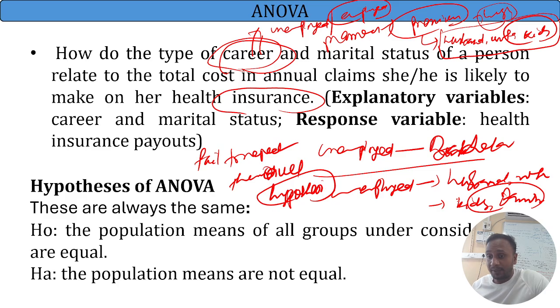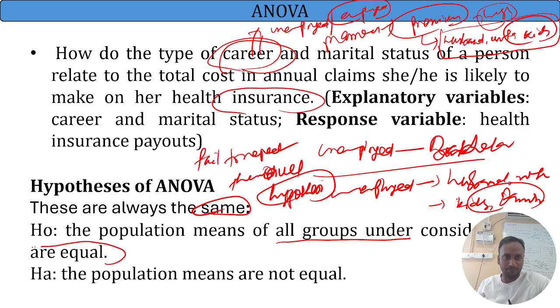Or what will happen? We will not be able to see any differences. It is something where we fail to reject the null hypothesis. So in that case, the hypothesis will be that they are always the same: the population means of all groups under consideration are equal.